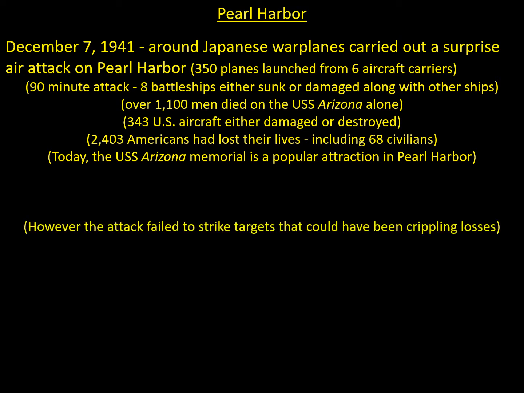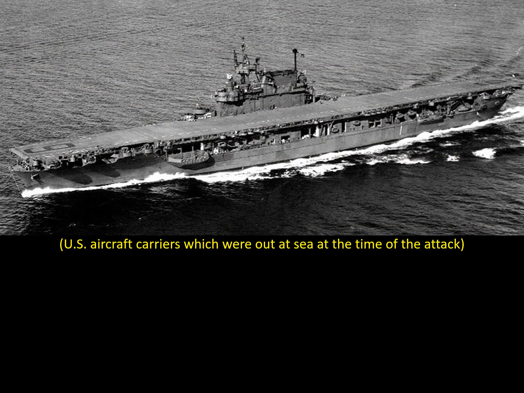Even though the Japanese had a huge success sinking or damaging 8 battleships and other ships and killing all those men and destroying all those planes, it failed to strike targets that could have been crippling to the Americans, namely the U.S. aircraft carriers that were out at sea at the time of the attack. This is the photograph of the USS Enterprise, probably the most famous aircraft carrier the United States had in the war. It was in 20 battles.